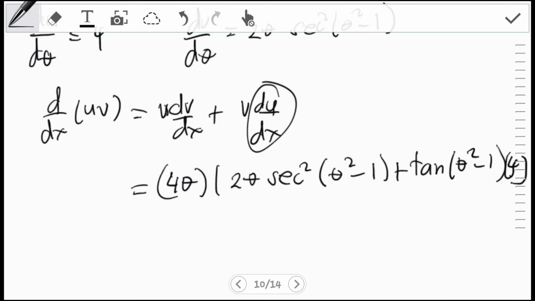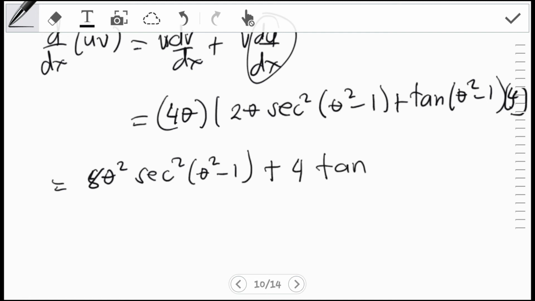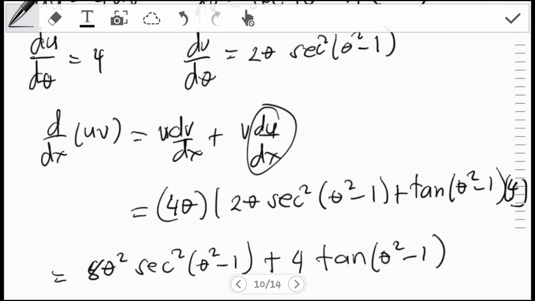So multiply by 4. So simplify 4 theta times 2 theta, that is 8 theta squared times secant squared quantity of theta squared minus 1, then plus 4 tan the quantity of theta squared minus 1. Okay? So, that is the final answer of y prime.